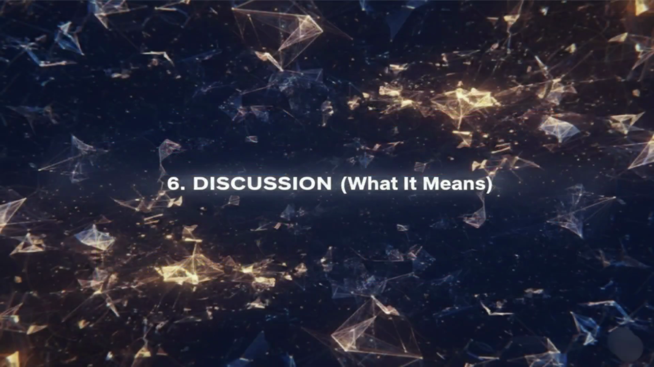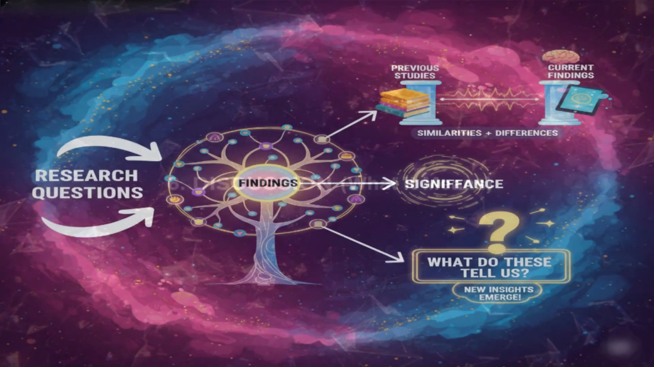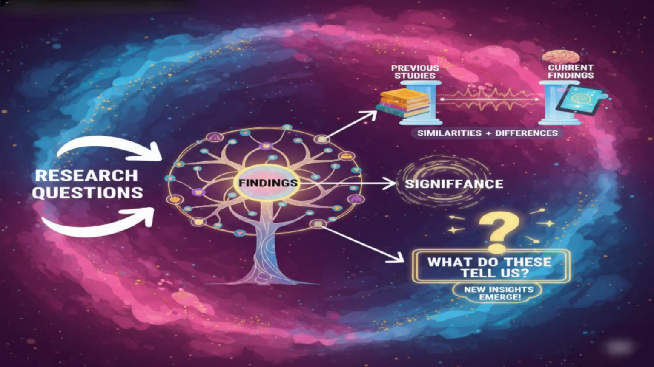Sixth, discussion. What it means. Now you interpret. Here you connect findings to research questions. Compare them with previous studies. Explain similarities, differences, and significance. This is where your thinking becomes visible. You answer, what do these findings tell us?